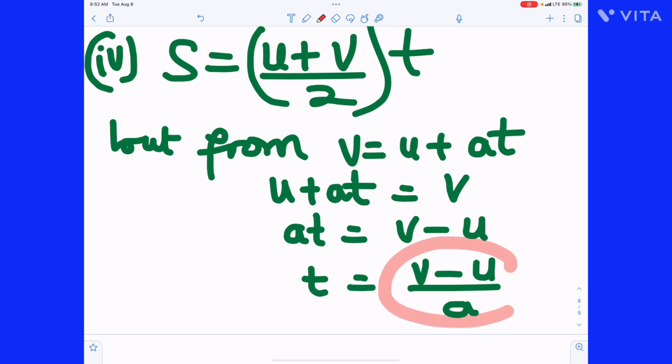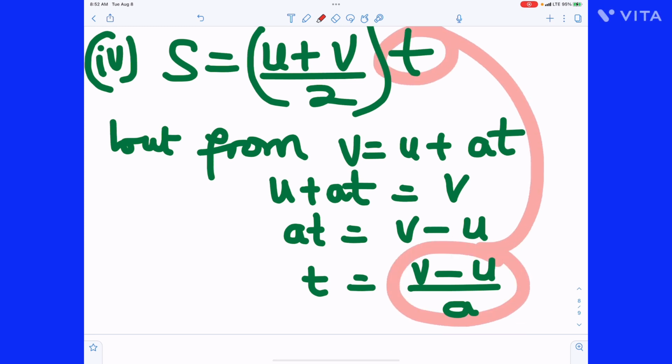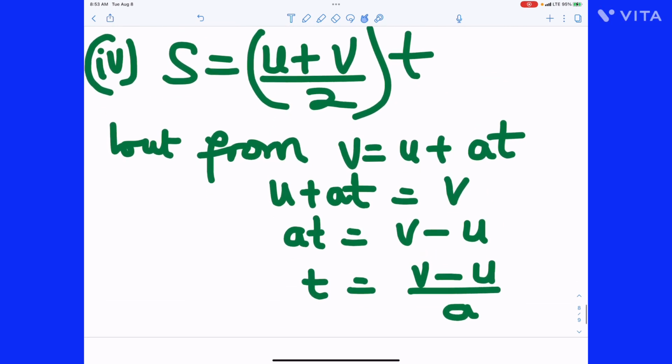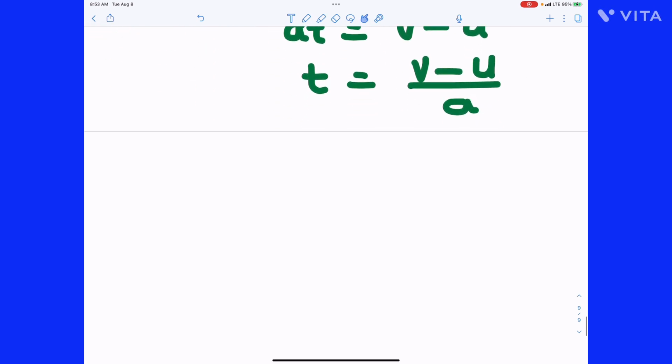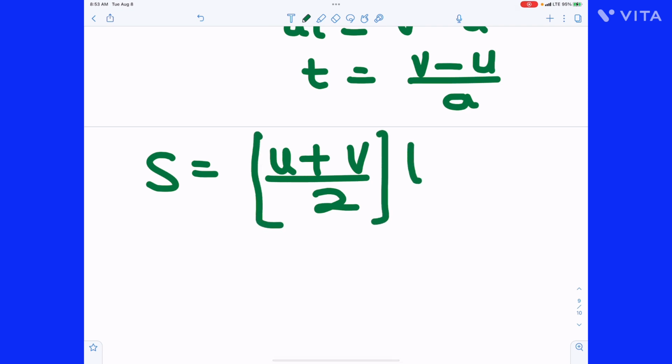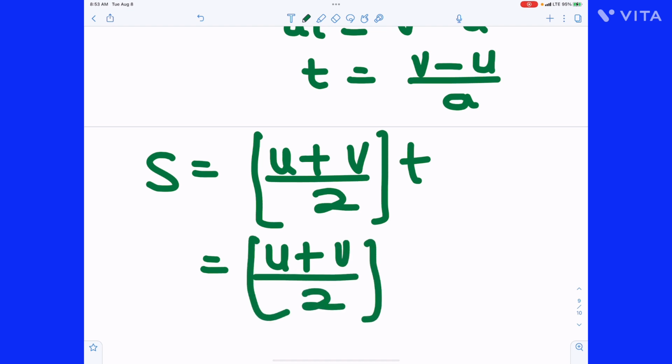Now, this expression v minus u over a, I'm going to substitute it for t when I write the expression to get equation 4. So when I'm writing equation 4, I'll substitute v minus u over a for t. That's how we get equation 4. My equation 2 is distance is average velocity times time. But now, to get equation 4, instead of writing t outside, I'll just bring in v minus u over a.